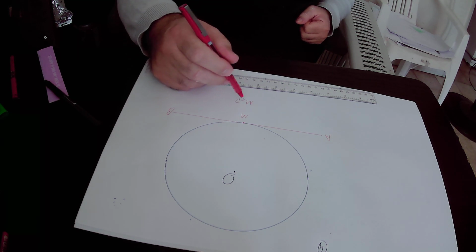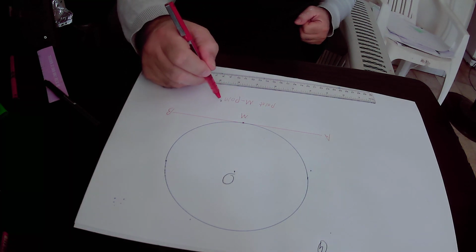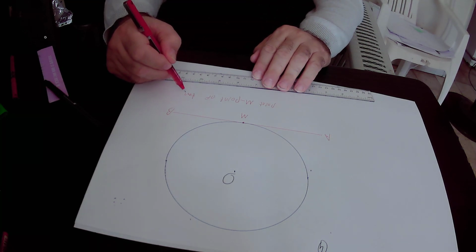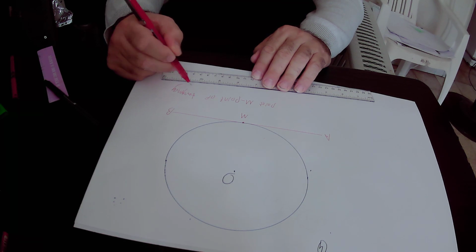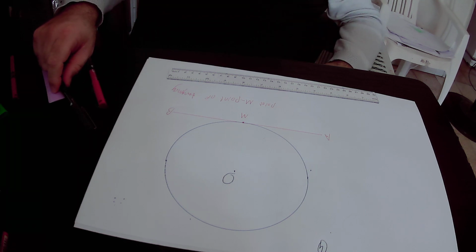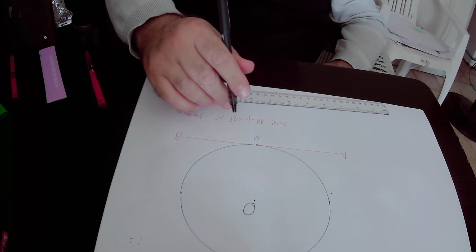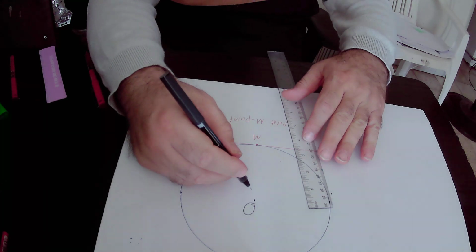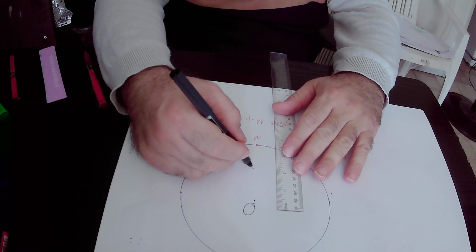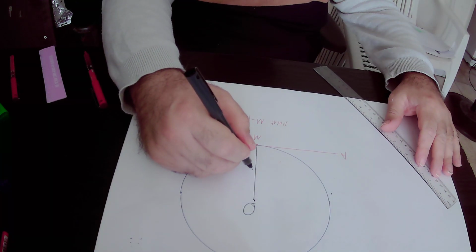So point M is the point of tangency of tangent AB with the blue circle, and if from the center of the circle, that is to say from point O, we draw a radius to this circle that touches the circle at point M, so OM is the radius of this circle.